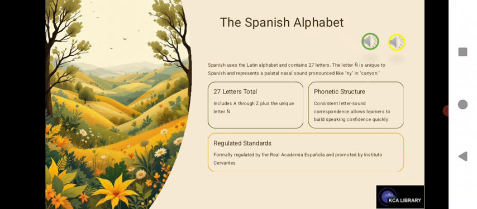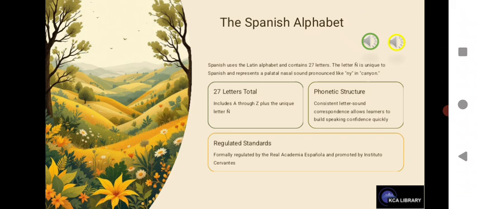The Spanish alphabet. Spanish is written using the Latin alphabet and consists of 27 letters. One distinctive feature is the letter Ñ, which is unique to Spanish and represents a palatal nasal sound, similar to the "ny" in the English word canyon. The Spanish alphabet has a total of 27 letters, and its clear and consistent relationship between spelling and pronunciation makes it easier for learners to develop accurate speaking skills and confidence.